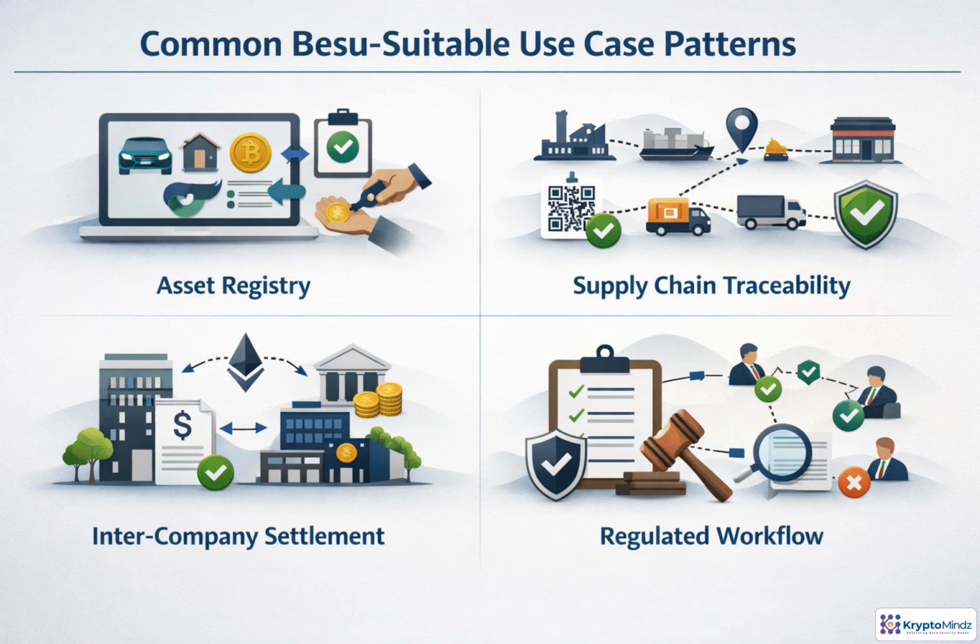Besu fits best when multiple organizations need to share trusted records while still controlling who participates. Examples include tracking asset ownership, proving where goods moved, reconciling payments between companies, or recording approvals in a regulated process. In these cases, Besu provides Ethereum-compatible smart contracts, permissioned access, and an audit trail participants can verify without relying on one central operator.